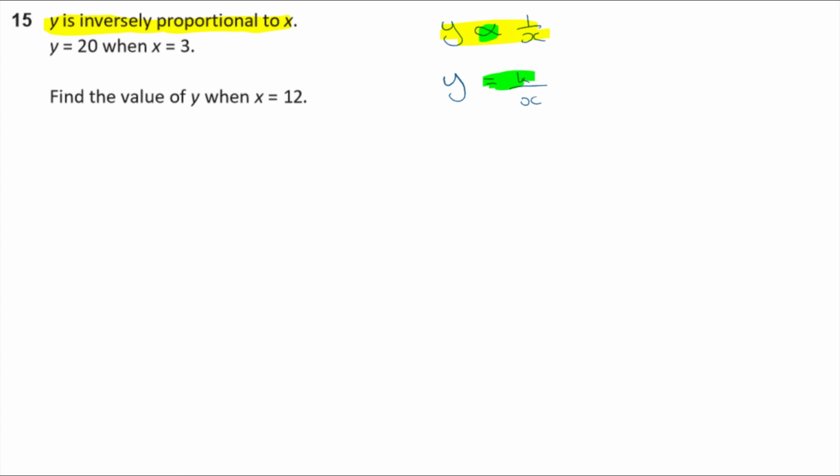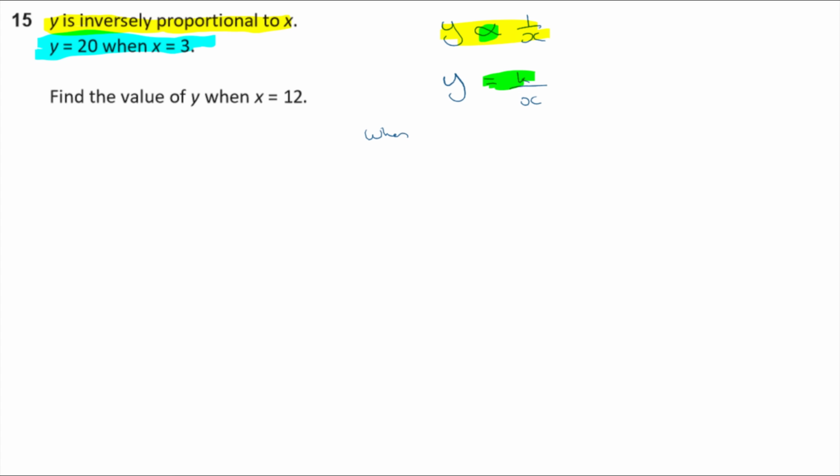So then what we've got now is a partial formula in y and x. We just need to work out what k is. Now, that's what this set of values here is for. They always give me a pair of values that go together, and that's for working out what k is. So we're going to use that bit next.